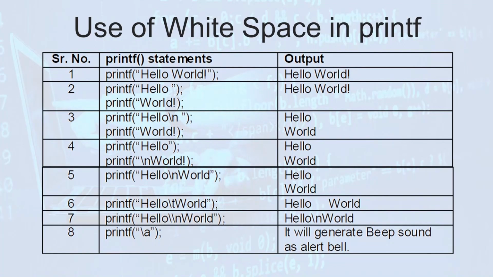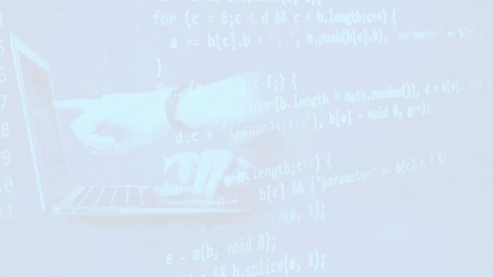Similarly, slash t will separate two words with a tab space. But what happens if we actually want to print slash n in our output? You just have to write one more slash before slash n and its meaning is ignored, and now it actually prints slash n. So this is how you can use white space in a printf statement.